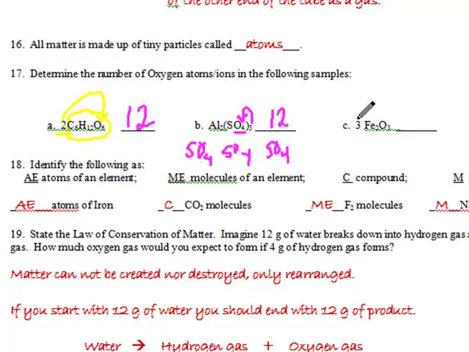And over here, you distribute the big coefficient again. 3 times 3 is 9.